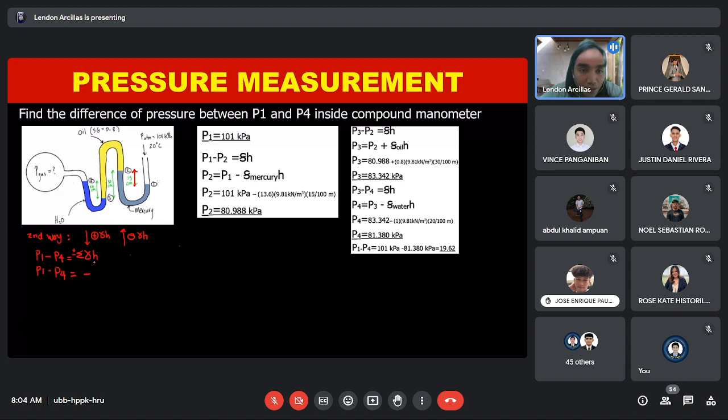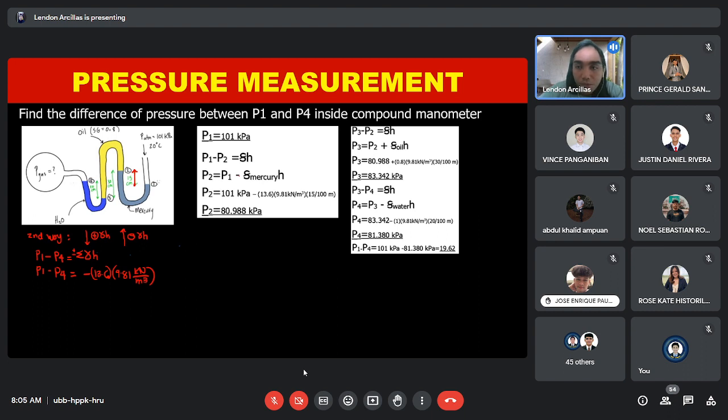Since this is mercury, ito yung sinold natin sa point 1 to point 2, mercury yan, di ba? So that is specific weight ng mercury, which is the SG ng mercury, 13.6 times the specific weight ng water. Gets na ba to? Bakit naging ganito yung specific weight ng mercury?